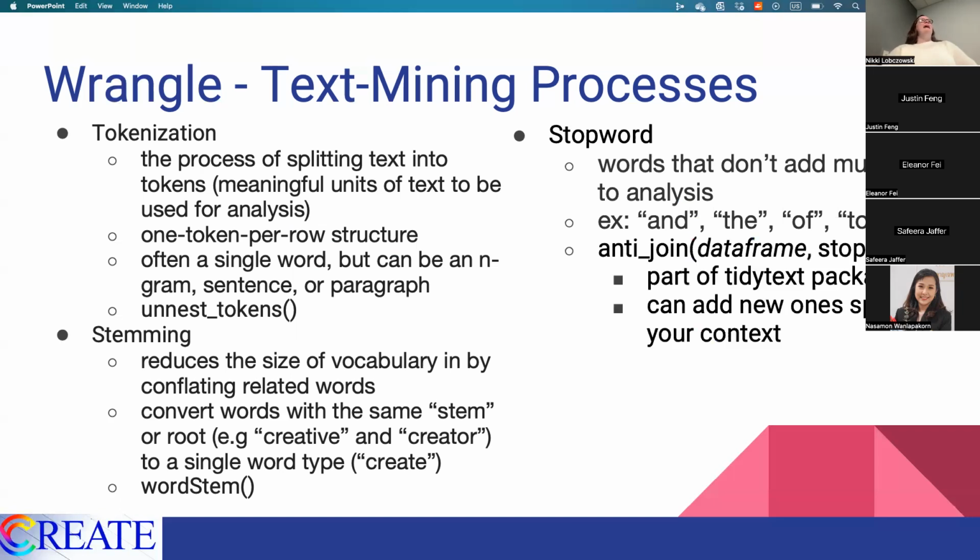So what you can do is an anti-join, with whatever your data frame is and stop words, and it's part of the tidytext package in R, and it will remove the stop words. Because I don't need to know that the people I interviewed said the 50 times. That's not an important word, right? These are already in a predefined package, but you can add new ones that are specific to your context. You can also take ones out when you explore and you see, why is this one included? Oh, because in our context, it means something very different.